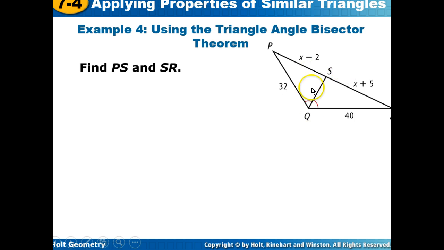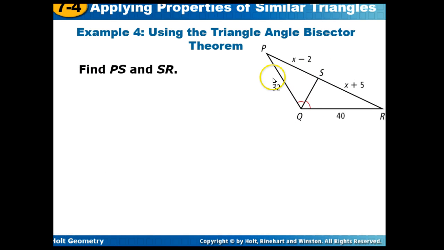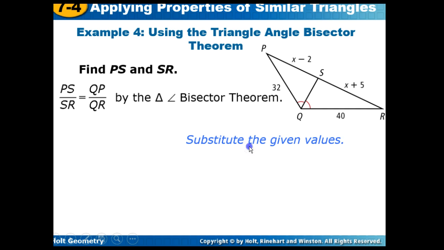In this picture, you'll notice that SQ bisects this angle, and that's why they put the little red arc marks there. That tells you that the angles are congruent. And since they're congruent, we can now write a proportion for this length and this length and this length and this length. And it's going to look like this. x minus 2 over x minus 5 equals 32 over 40. Again, I think this is the easiest section of the chapter because it's just fraction equals fraction. As long as you put the things in the correct places, you should be good to go.